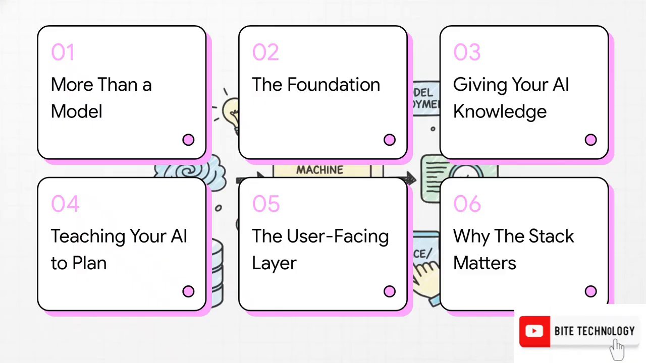Now, to build something like that, we need a blueprint, and that's the AI stack. We're going to start with the foundation, the hardware and the model's brain. Then we'll figure out how to give it the right knowledge, teach it how to actually plan and execute tasks, and then build the part our researcher actually uses. And finally, we'll see why every single one of these layers is just absolutely critical.